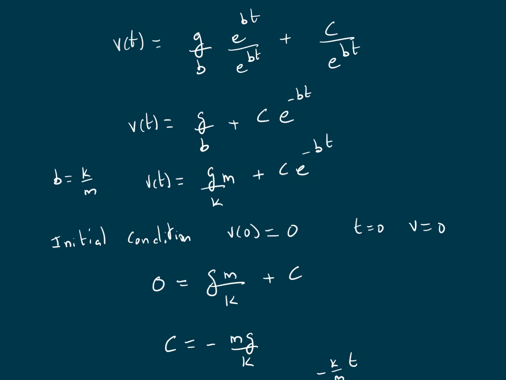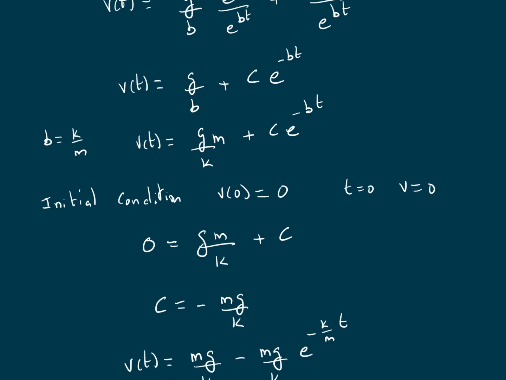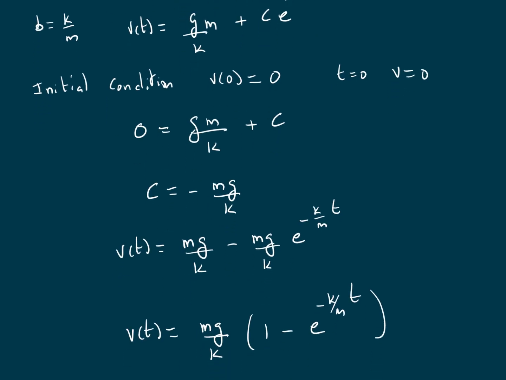Normally, the initial condition is that the raindrop or the parachute starts with velocity 0 at t equals 0. So v of 0 is 0, or what is the same, at t equals 0 the velocity is 0. If we impose this condition on this differential equation, when t equals 0, e to the 0 is 1, so 0 will be mg divided by k plus c, and this allows me to find c. So c will be minus mg divided by k.